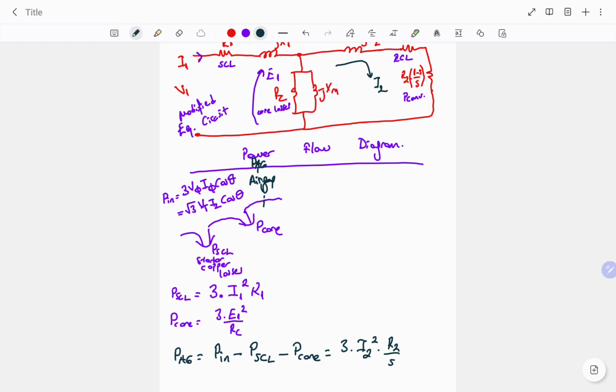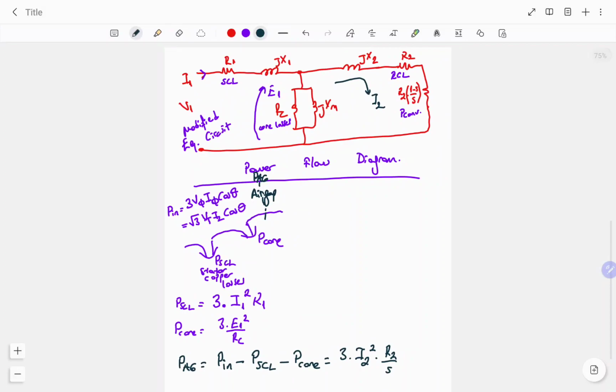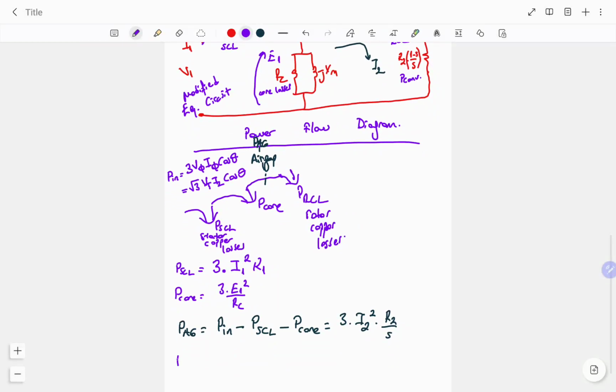Then we can continue to the rotor part, and we can take out the first loss of the rotor side. What is it? Which is represented by R2, the rotor copper losses. So the rotor copper losses will be the next loss of the system. How can we calculate it? It will be similar to the stator copper losses: 3 times the current flowing through the rotor copper resistance, I2 square times R2.